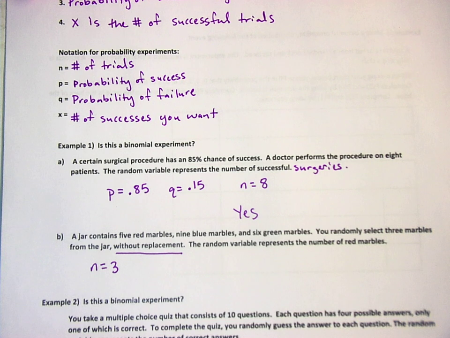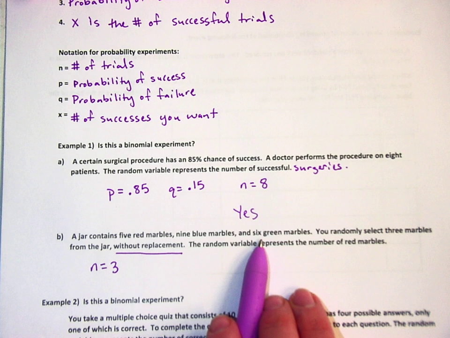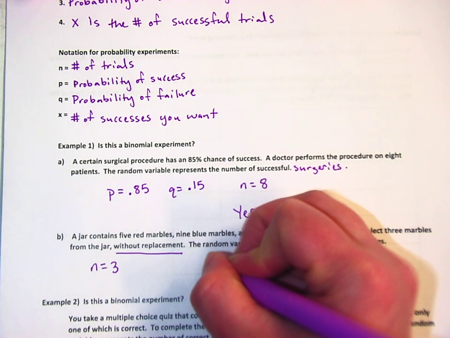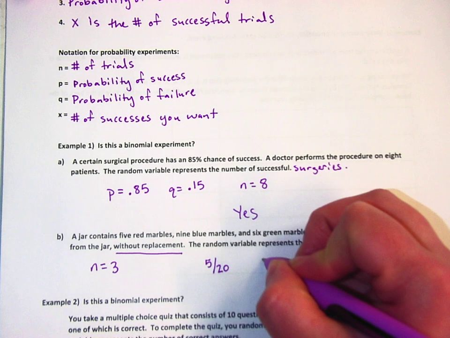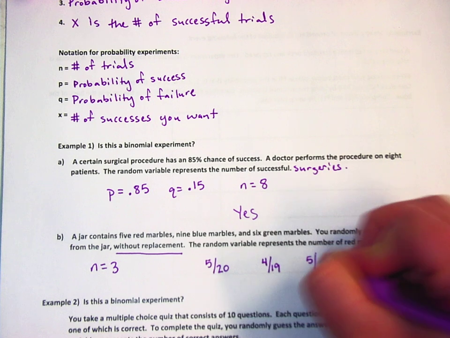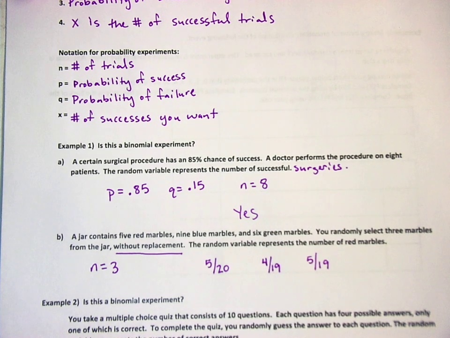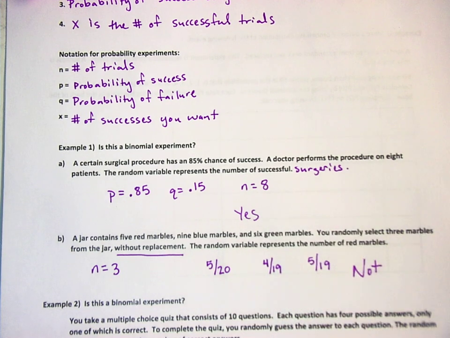But the problem is that if you look at this, we've got 5 red marbles, 9 and 6. That adds up to what? 20. And then there's 5 out of 20 red marbles the first time. Okay, now let's suggest that you get a red marble. Then the next time it's going to change to 4 out of 19. Or maybe you didn't get a red marble, but that would still be 5 out of 19 because you did take a marble out and it says you're not replacing it. So the probability of success isn't remaining stable, so this is not a binomial experiment.